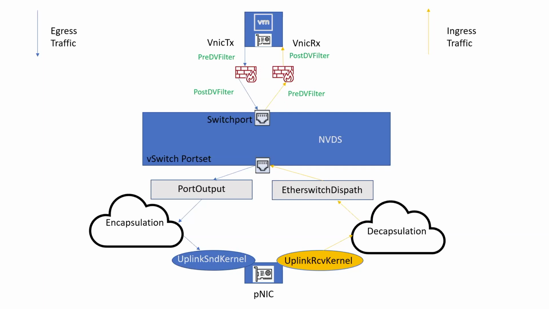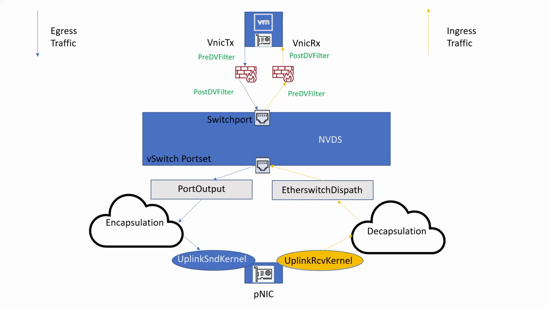The next capture point will be on the uplink associated with the switch port in question. So for egress traffic, we can use the port output function to view traffic prior to encapsulation. Then the uplink send kernel function will show the same traffic after encapsulation, where we will see the TEP IP addresses at the head of the packet.